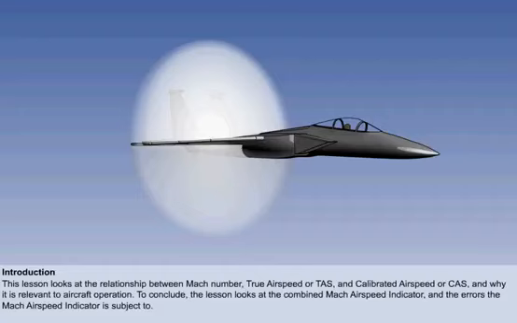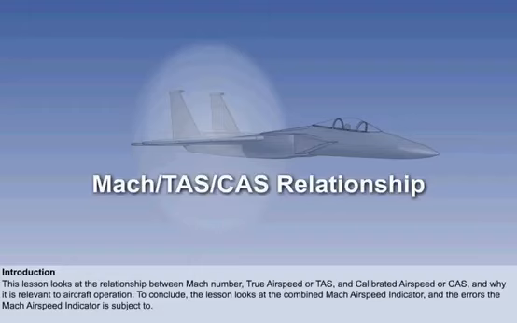In this lesson, we are going to look at the relationship between Mach number, true airspeed or TAS, and calibrated airspeed or CAS, and why it is relevant to the operation of our aircraft. To conclude the lesson, we will look at the combined Mach airspeed indicator and the errors the Mach airspeed indicator is subject to.